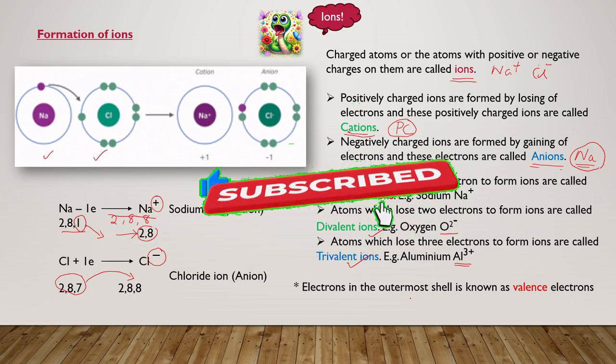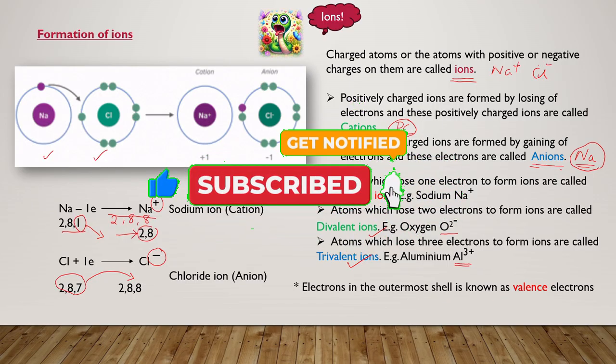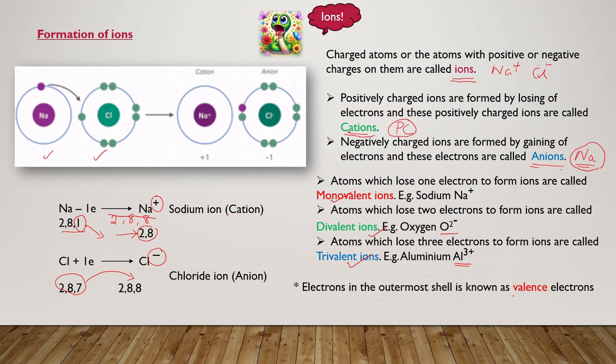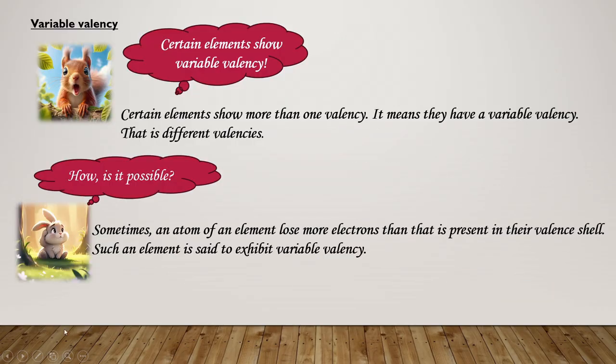Okay. Now I already told you what valence electrons are. Valence electrons are nothing but the electrons in the outermost shell. Hope it is clear. Okay. Now we have seen the difference between what a valence electron is, what a valence shell is, and what valency is. Now another important topic: variable valency. Variable valency, what does it mean?